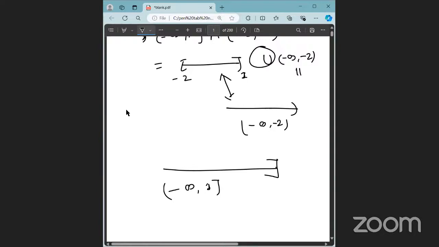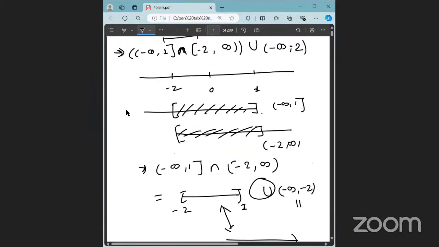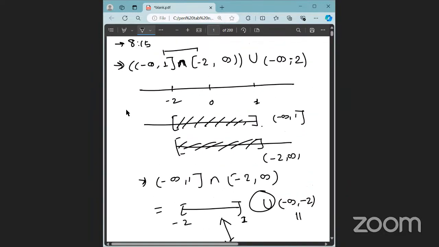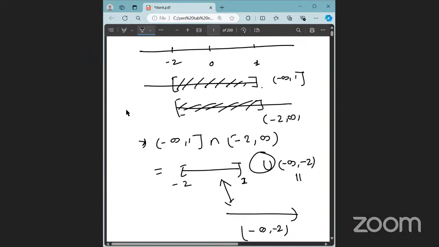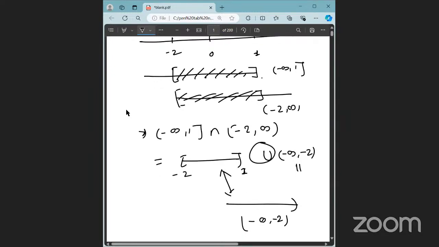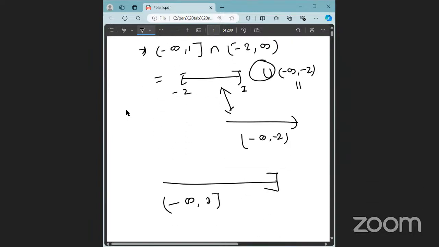There's a mistake. Minus infinity to 1 we did, and then from minus 2 to infinity we did, and we take the intersection. If we take the intersection, it will be minus 2 to 1. That's correct. And we have to take the union with minus infinity to 1. So the line segment is coming out to be this set.